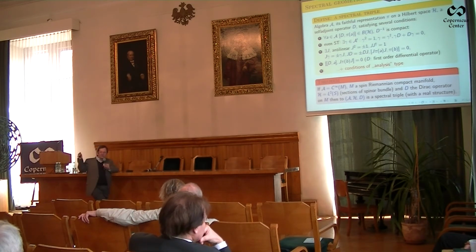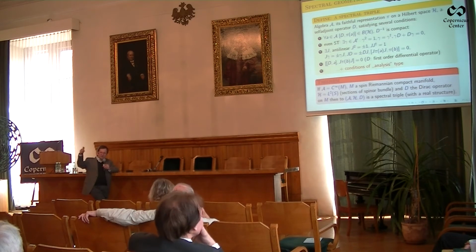So you have a Riemannian spin manifold. Riemannian means there's a metric. With the metric comes the Levi-Civita connection. With the Levi-Civita connection comes the spin connection. That is basically all unique. And with the spin connection, one can uniquely construct the Dirac operator. And this is a unique operator that you have.